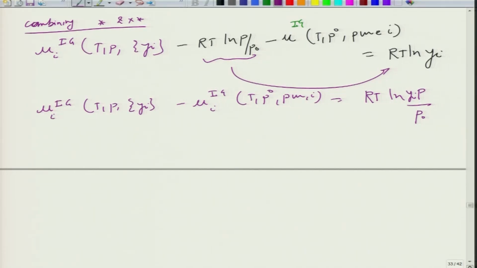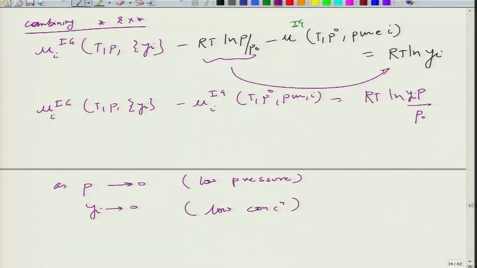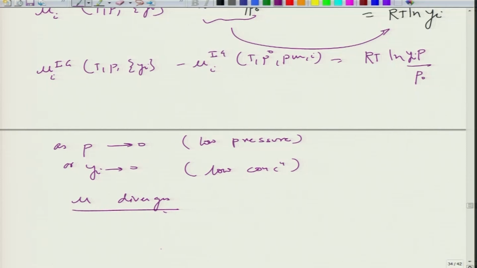Now, this also suggests that as P goes to 0, that means low pressure, or y_i goes to 0, that is low concentration. Okay. So, the above equation suggests that as P tends to 0 or y_i tends to 0, mu diverges. Okay. But this is the case for ideal gas. So, essentially this equation poses a problem numerically because it will diverge and hence you cannot use it effectively.